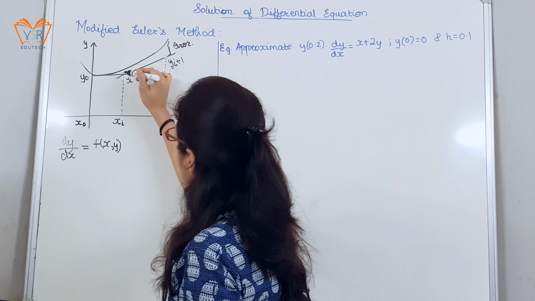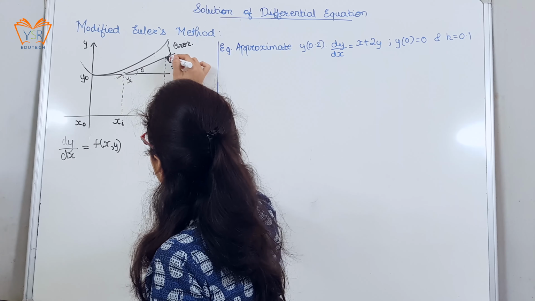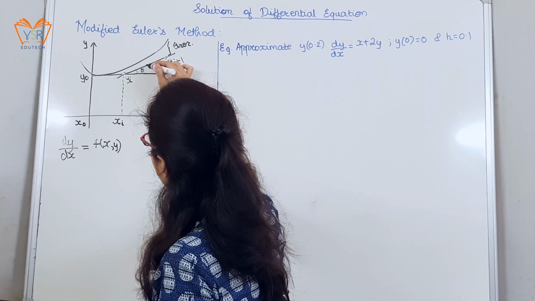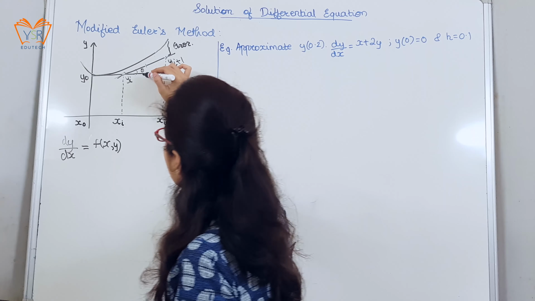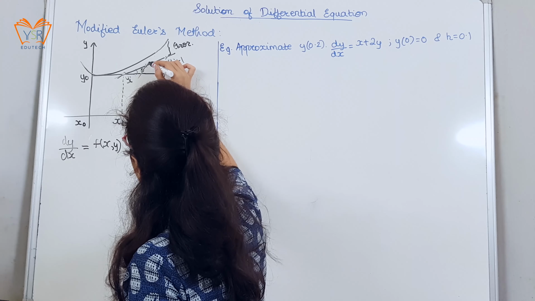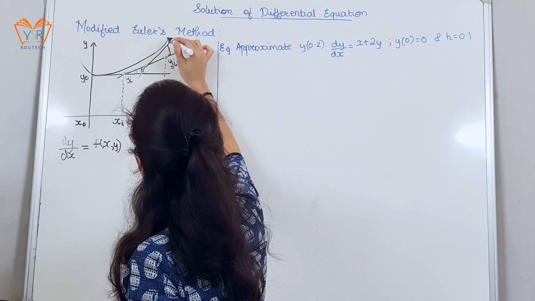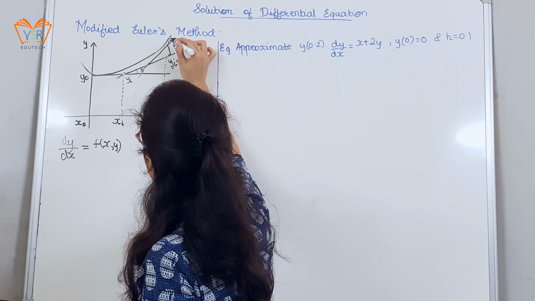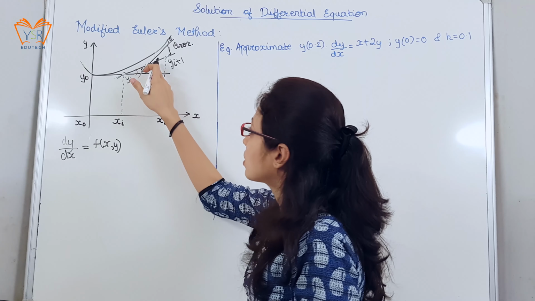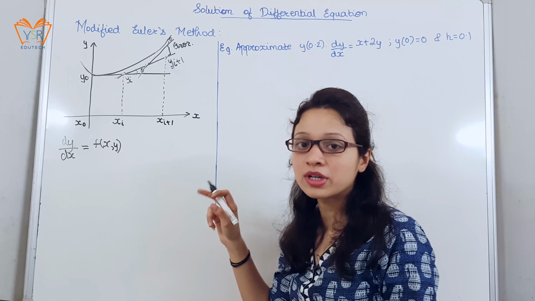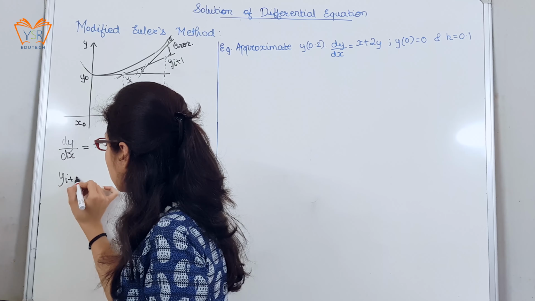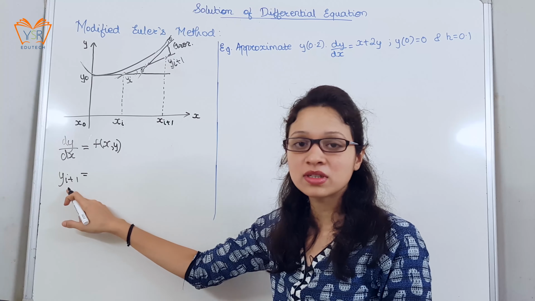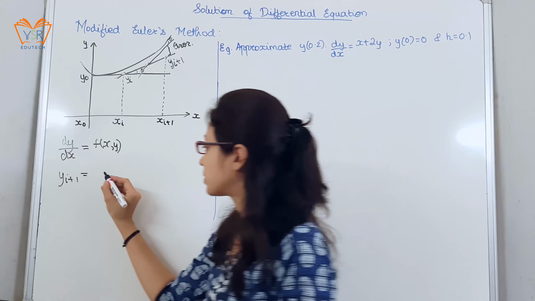For the modified Euler's method, we generally calculate the average of these 2 points. Suppose this is the average point, and draw a slope from this point. So this is the slope. Now if you see, the error is reduced. To calculate the slope at this point, first we need the y i plus 1. So we know how y i plus 1 is calculated.